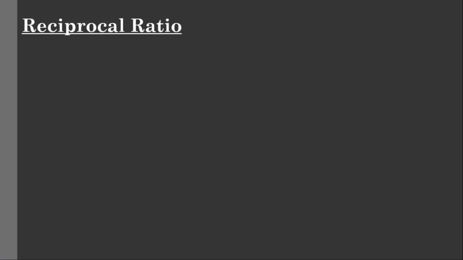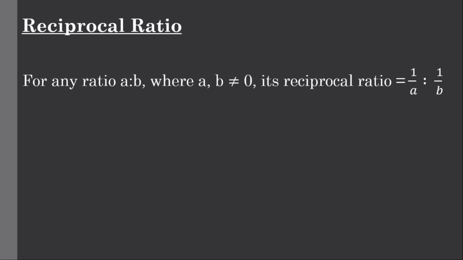The last is the reciprocal ratio. Already the word reciprocal tells you it's a reciprocal. So for any ratio A is to B, but remember A and B should not be equal to 0, then the reciprocal ratio will be 1 by A is to 1 by B.